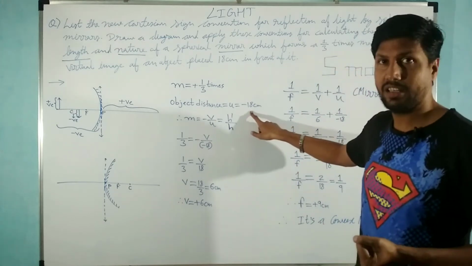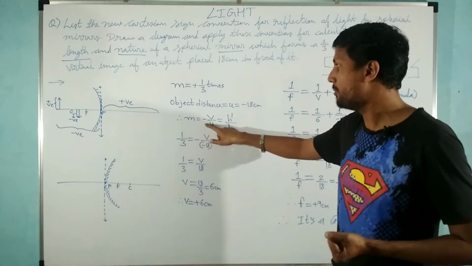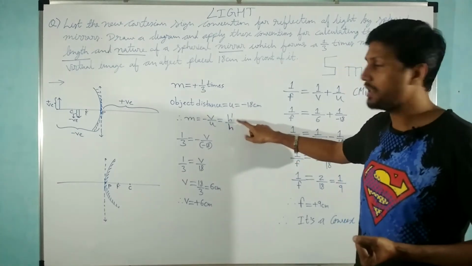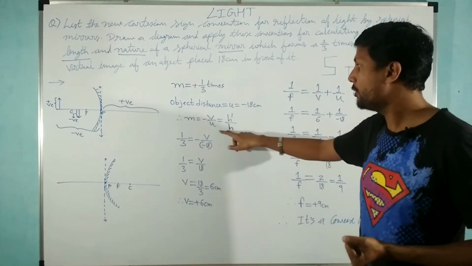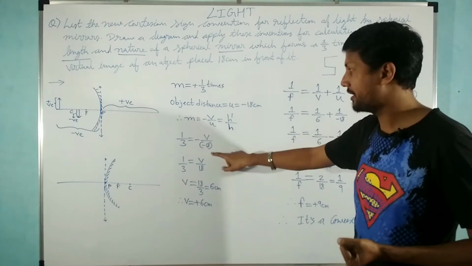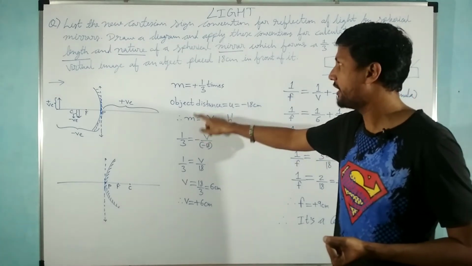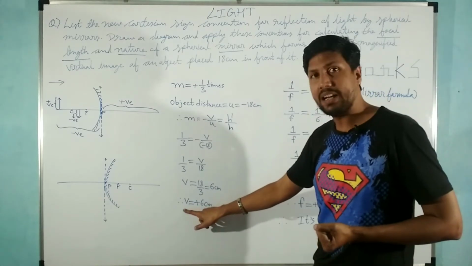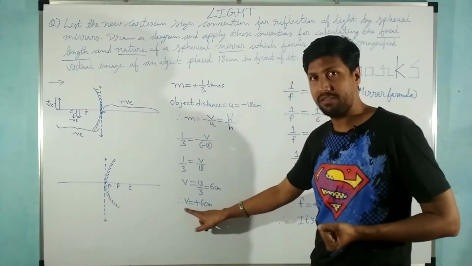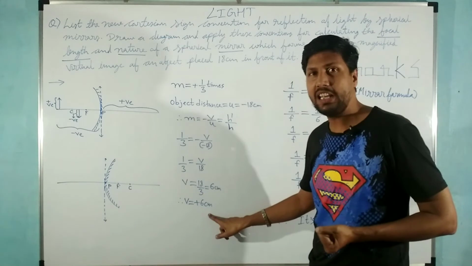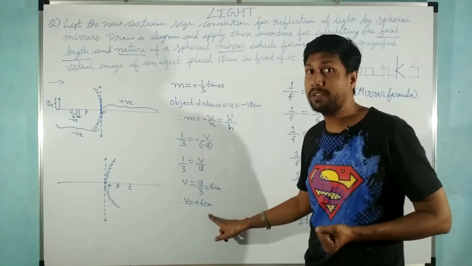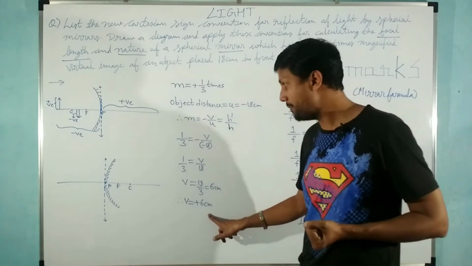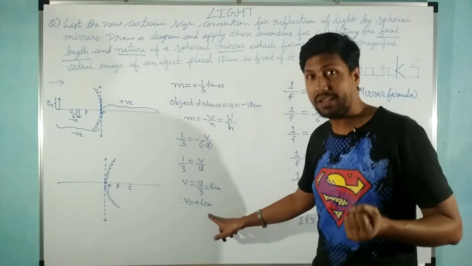So minus 18. We know that magnification is equal to minus image distance upon object distance, that is image height upon object height. We know the object distance, so I just put in the value. We know the magnification, that is 1/3 times. By that we got v, that is image distance, as plus 6 centimeter. Now, dear friends, listen to me very carefully. The image is forming on the positive side of the x-axis.